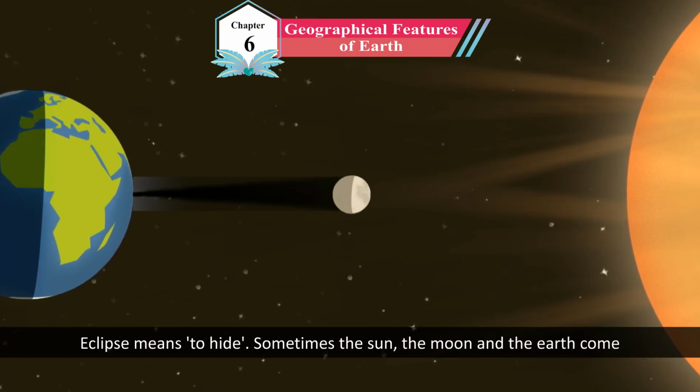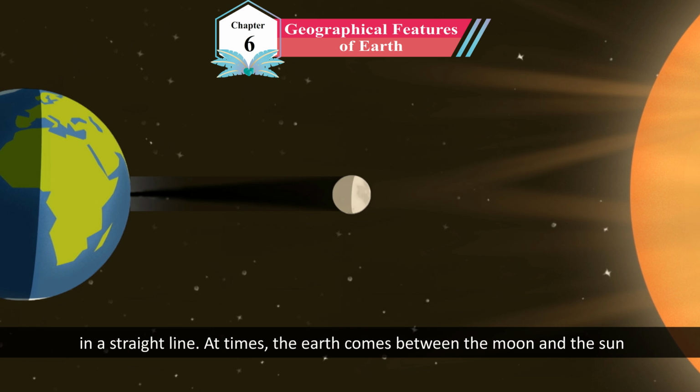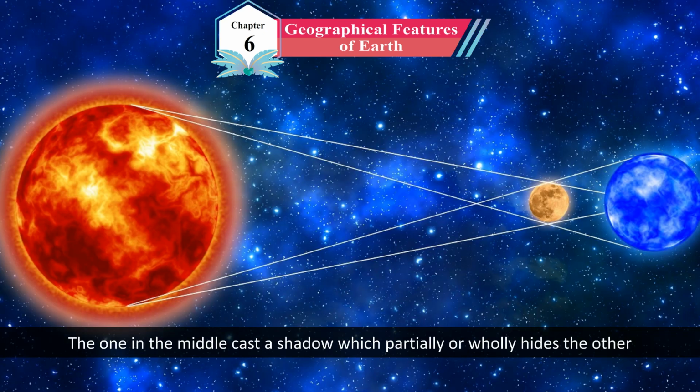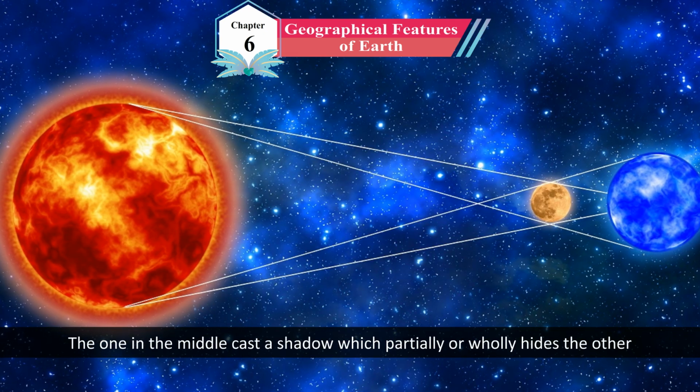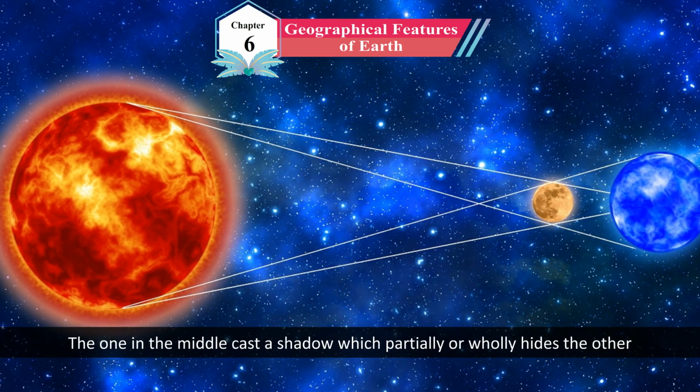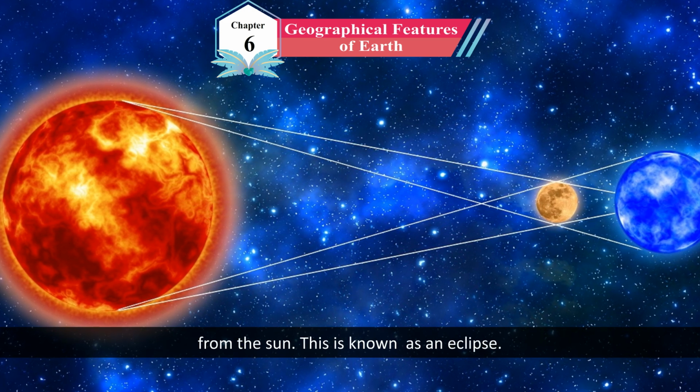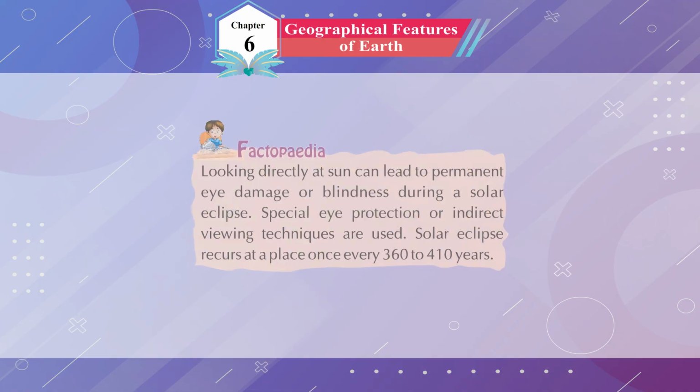Eclipses. Eclipse means to hide. Sometimes the sun, the moon, the earth come in a straight line. At times, the earth comes between the moon and the sun, while at other times, the moon comes between the sun and the earth. The one in the middle casts a shadow which partially or wholly hides the other from the sun. This is known as an eclipse.